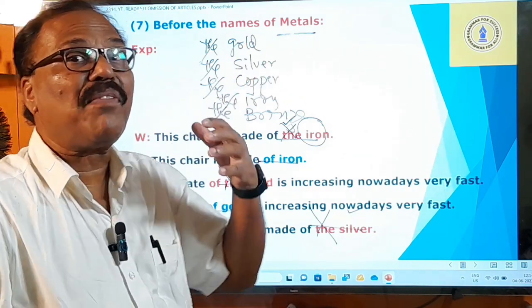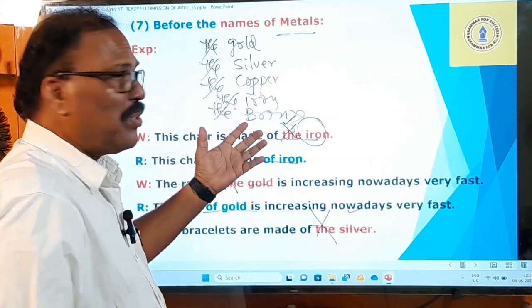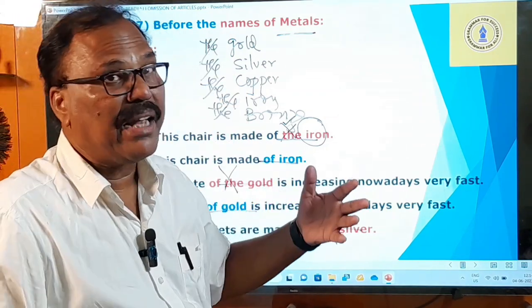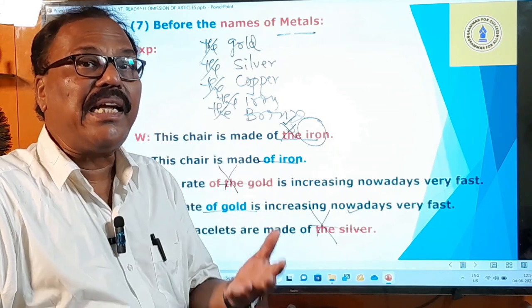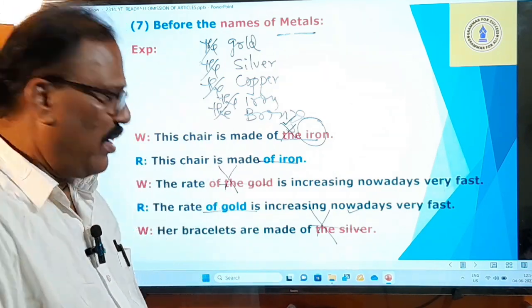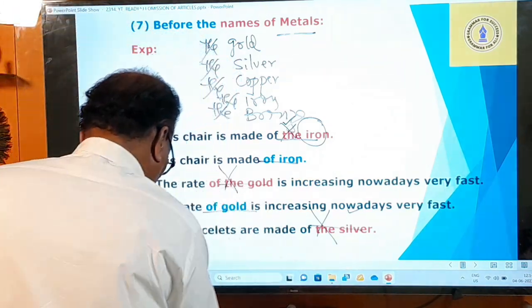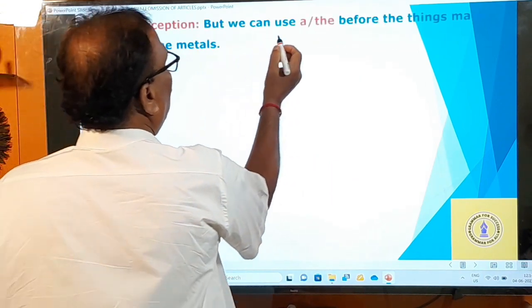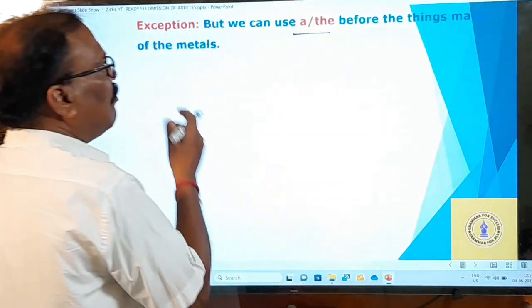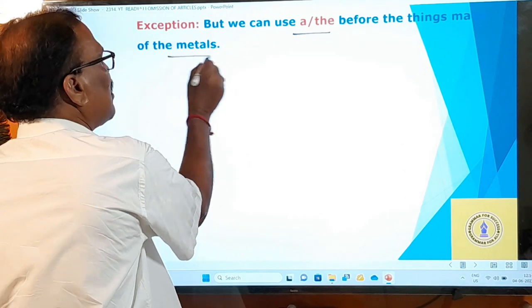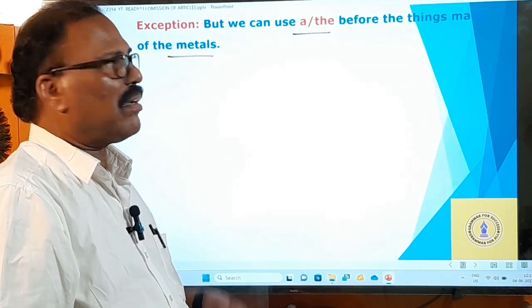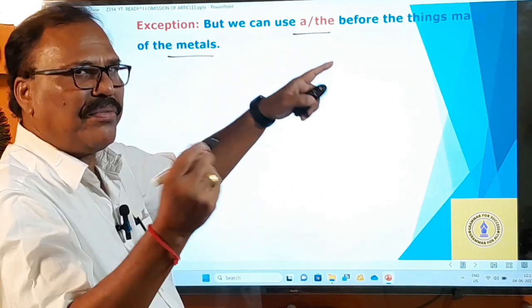But before the names of things made of these metals, you can use either a, an, or the according to the need or necessity. Let us learn that one also. What is that exception? We can use a or the before the things made of the metals. I have just used it there, a and the, whatever it is.